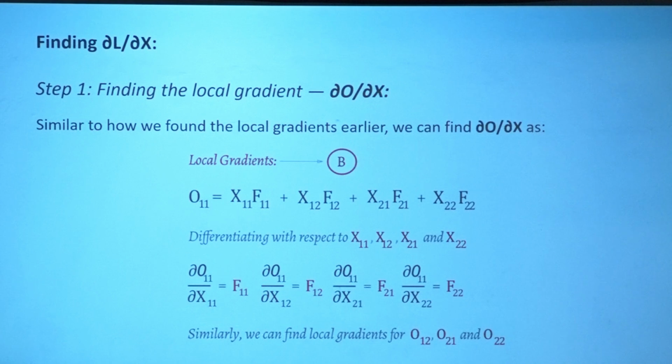So, moving on to the step of ∂L/∂X. Same is the procedure, a two-step process. One is the local gradient, the second is ∂L/∂X using the chain rule. Let's do the local gradient calculation ∂O/∂X first. So, O is this equation.